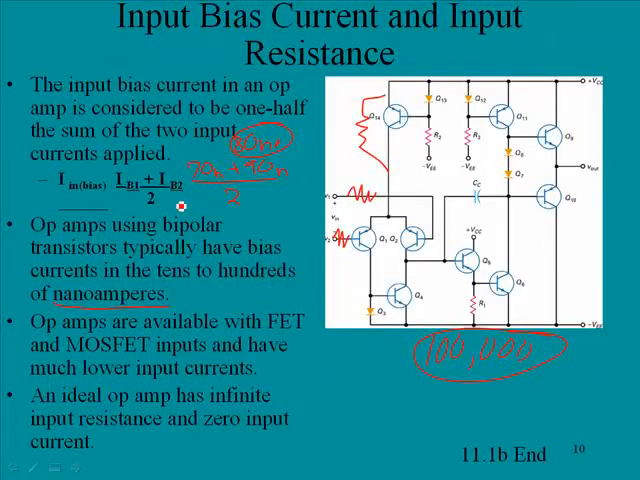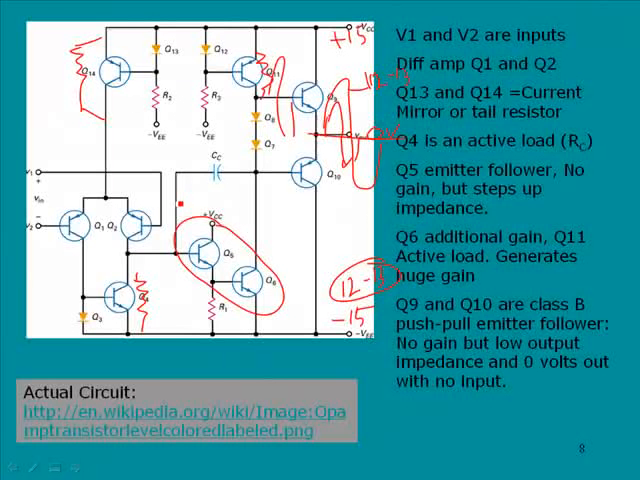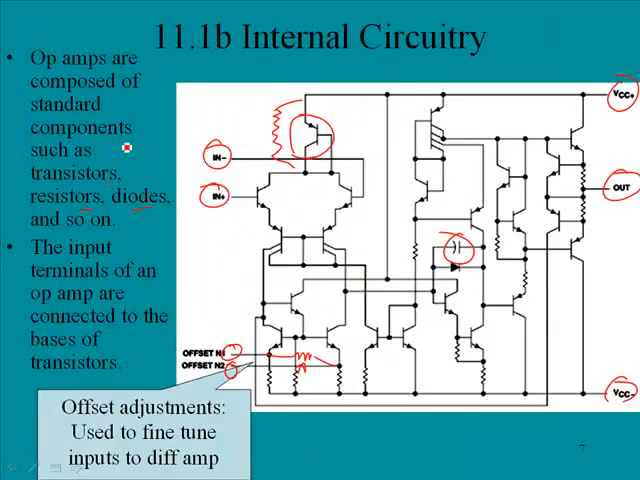Okay, so we've looked at input bias current and resistance. We looked at the chip connections. We looked at a simplified diagram, and again, I don't expect you to know all this, but it just gives you an idea of what's going on within this device. This is a more detailed one from your text, and that concludes this portion of 11.1.